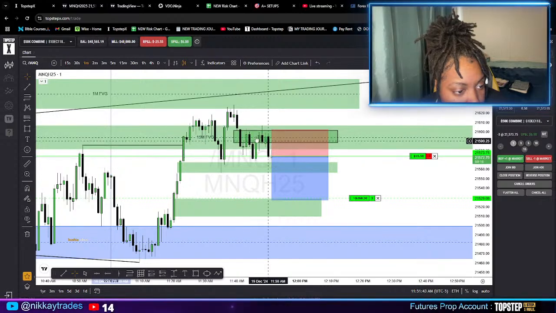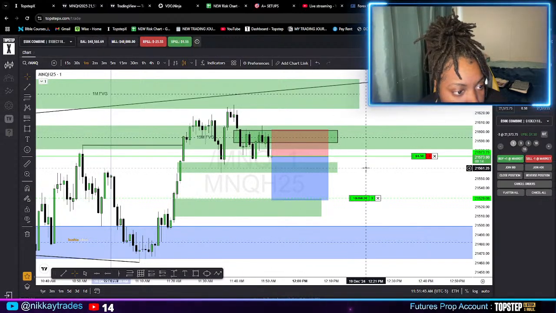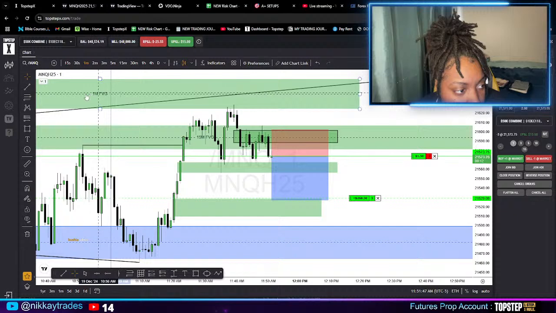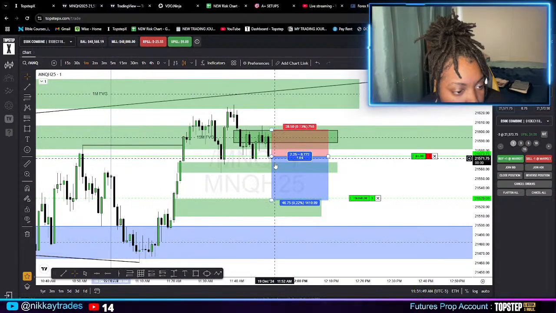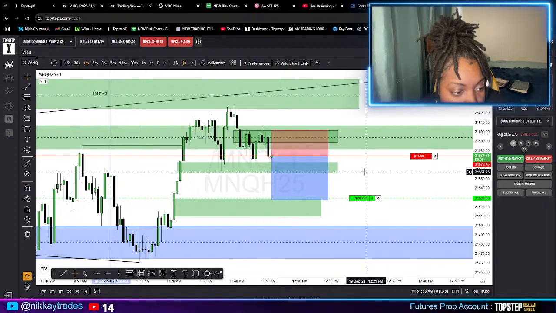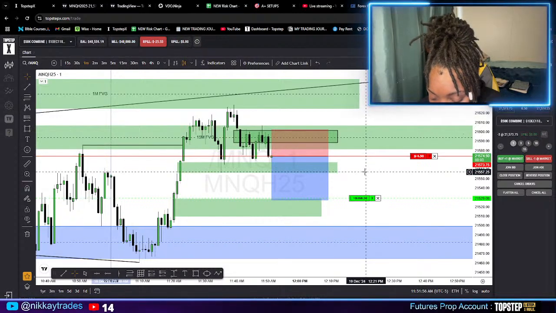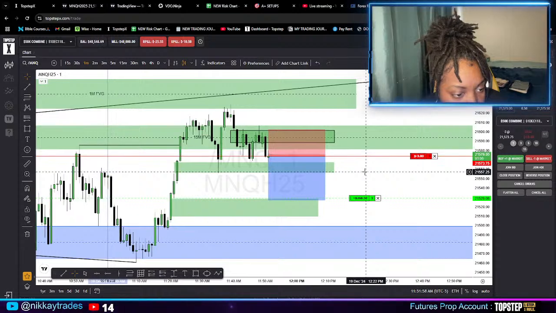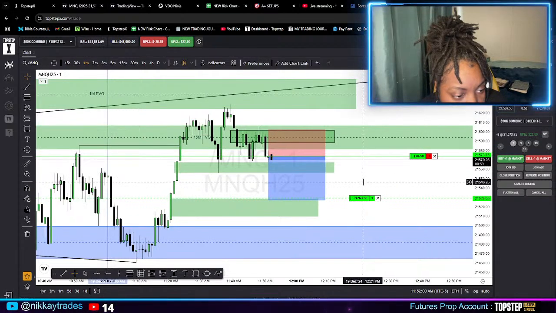Cause it keeps inverting it, so it took out this high, tapped into this 1 minute gap here. It's risky, I'm not gonna lie.